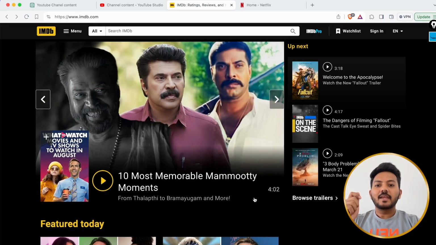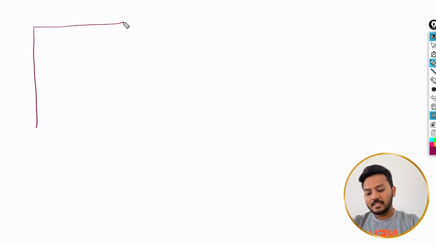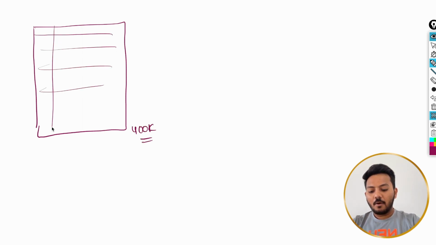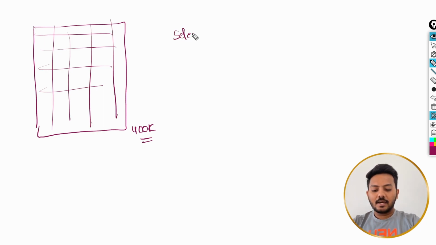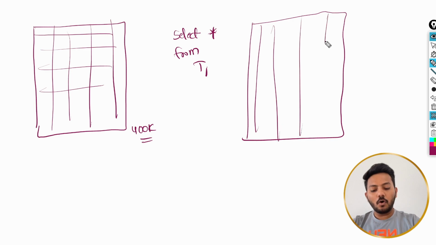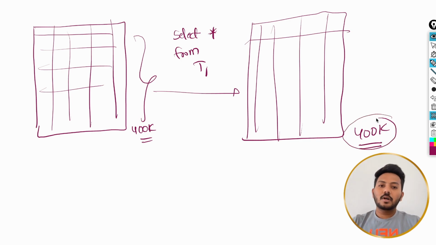If you remember, in the previous video, we learned about select star from table name and what it returns. It is going to return all the data that is present inside your table. Let's say this is my whole table in which I have around 400k records, and I have multiple columns. When I do select star from table name, let's say T1, I am going to retrieve all the information about all the columns and all the records of our table, right? So this output would be 400k. And we also learned that this is not efficient.